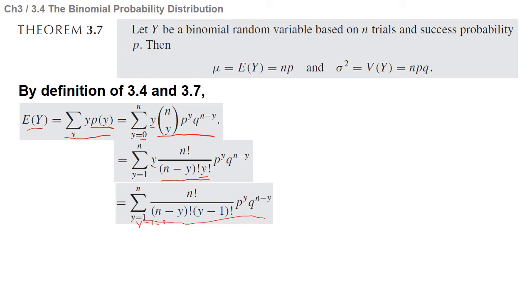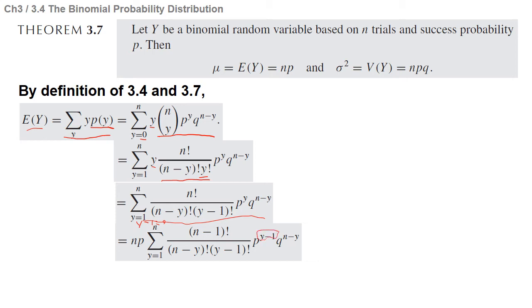So we want to define y minus 1 as a different number. This can be rewritten so that n factorial can go out and one p can go out. To make this y minus 1 and y minus 1 factorial, we let y minus 1 be z. Then when y equals 1, z equals 0. So this summation becomes this.